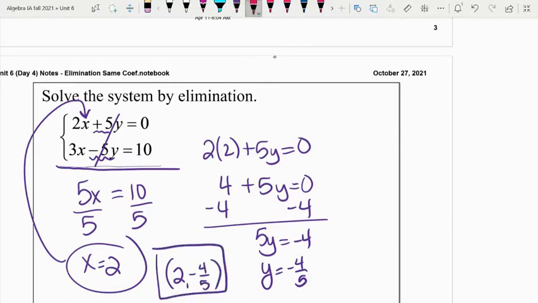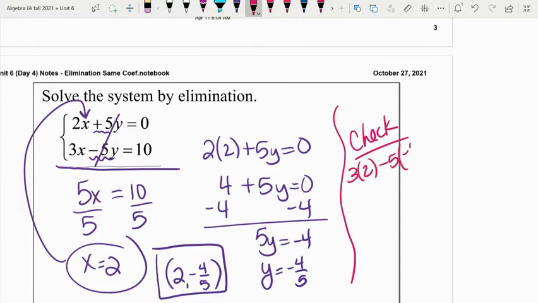And I'd recommend checking that in the other equation. So let's do a check. Let's do 3 times 2 minus 5 times negative 4/5. Does that equal 10? So this is 6. That'll give me plus 4 equals 10. So yes.